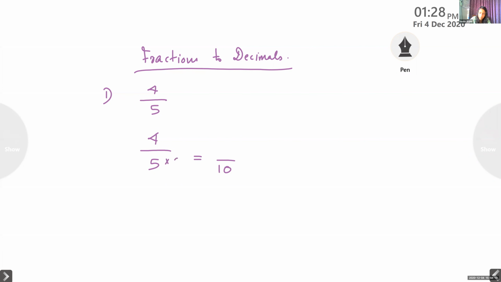That is our rule. Whatever we are doing in the denominator or numerator, you should do the other part also. So we will get 8 by 10. And what is 8 by 10? 0.8. Okay, children? I hope you understood.